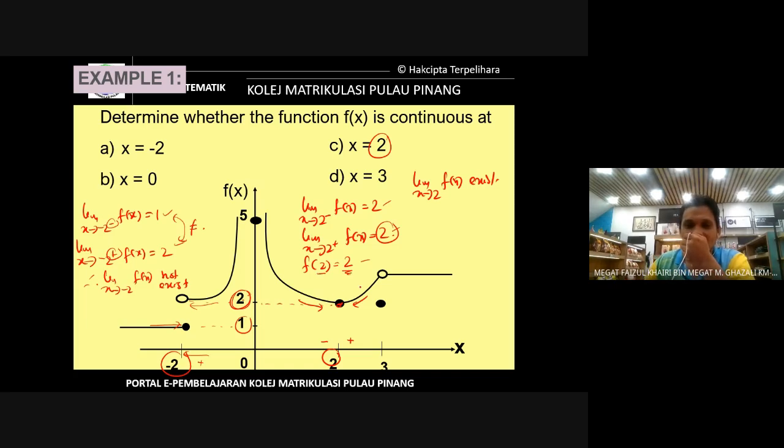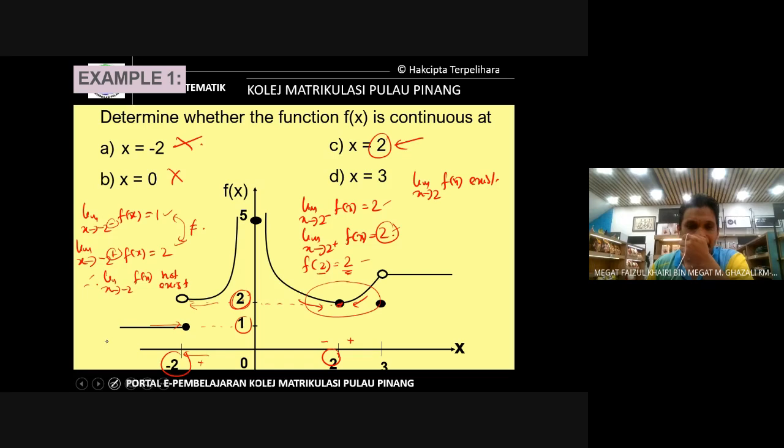So class, at this point, the function is continuous. Dia berterusan. Selanjar at x equal to 2. Dia berterusan. Tidak ada apa-apa lubang ataupun yang menghalang perjalanan pen tersebut. Okay, so this is continuous. This is not. x equal to 0 is of course not.